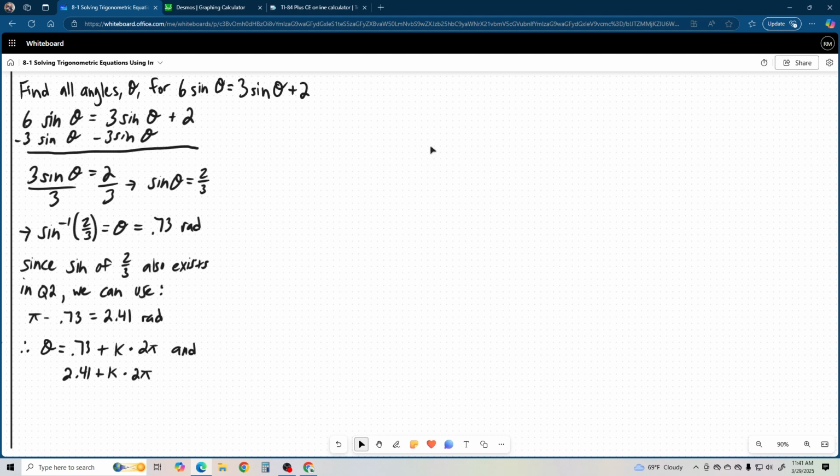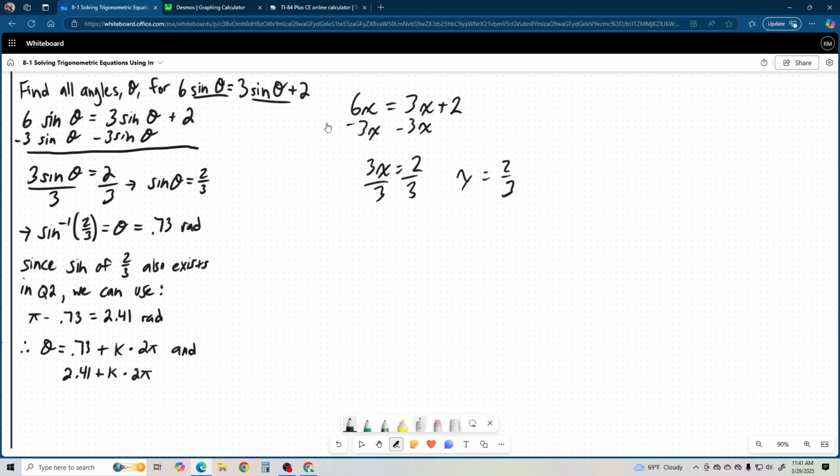So the first thing we're going to do is, if we look at this, let's pretend, like I said, let's just replace these sine thetas with x temporarily. So if I had 6x equals 3x plus 2, right? How would you solve this? Well, you'd subtract 3x from both sides, right? And you'd get 3x equals 2, and then you'd divide by 3, right? And you'd get x equals 2/3. Well, that's literally what we're going to do, okay?